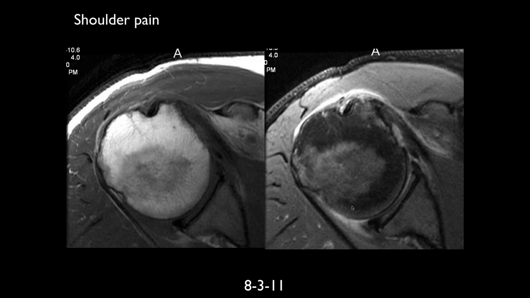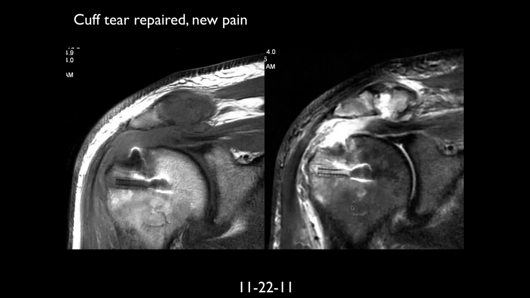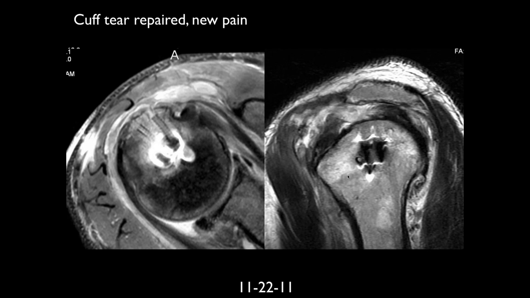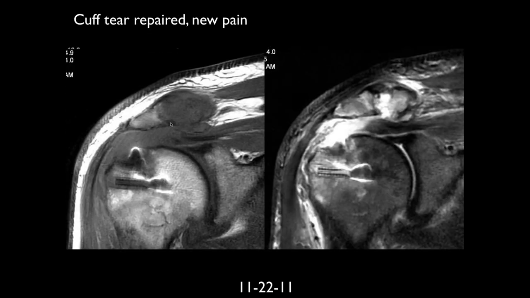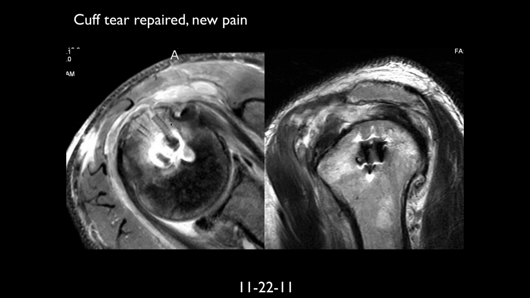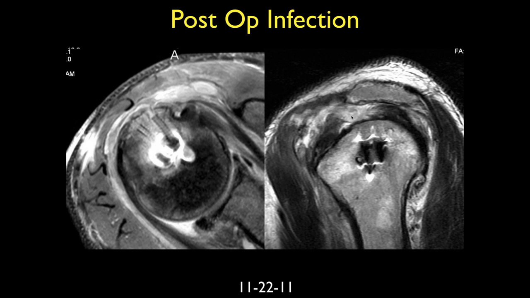So this is 8/3/11, and then they did a surgical procedure. They tried to fix the supraspinatus, which looks torn still. So now we're 11/22/11. We can see they put in the suture anchors. There's some postoperative change here, but we still see the tear. It's a fair amount of edema here. Let me go back. This is 8/3/11, probably a month or two after the surgery. And we're seeing more bone edema than you typically see after putting suture anchors in. And we can see a lot of fluid here as well as the tear. And this is all due to a post-op infection.